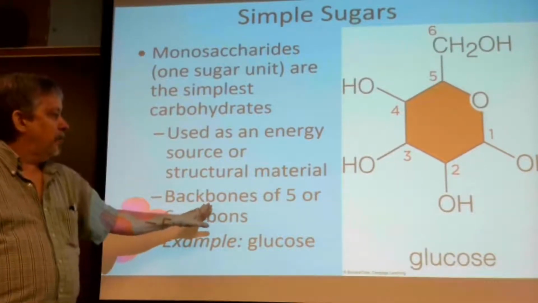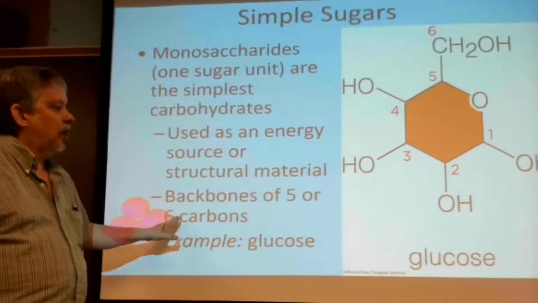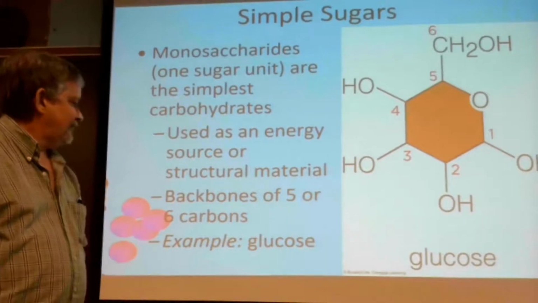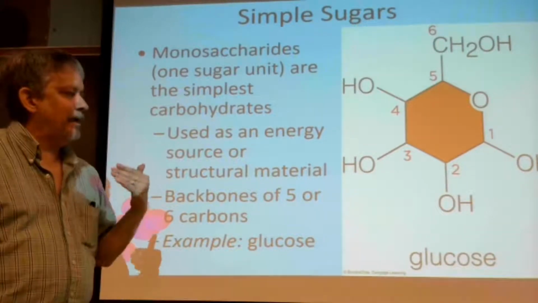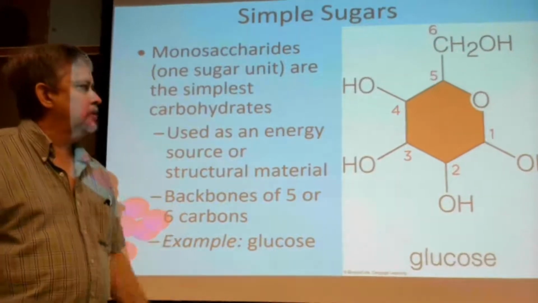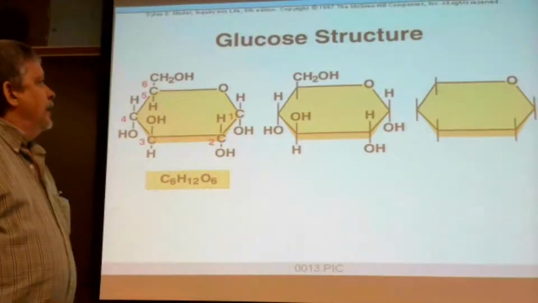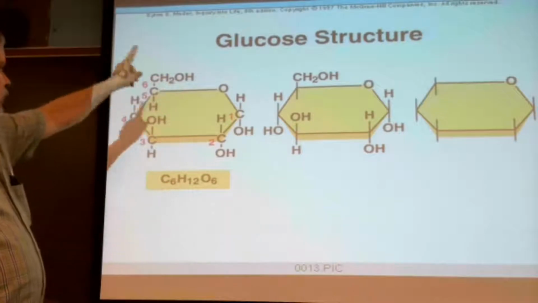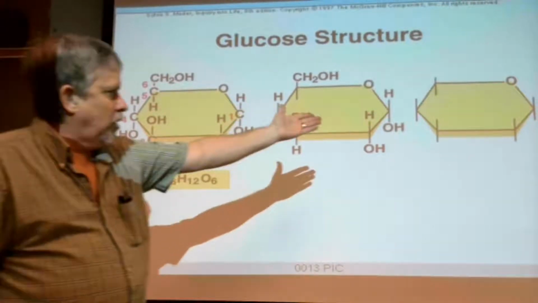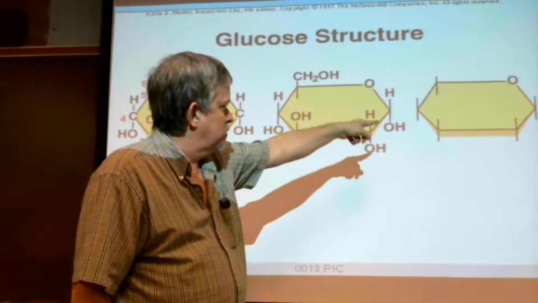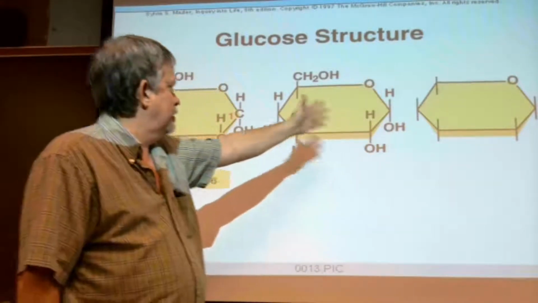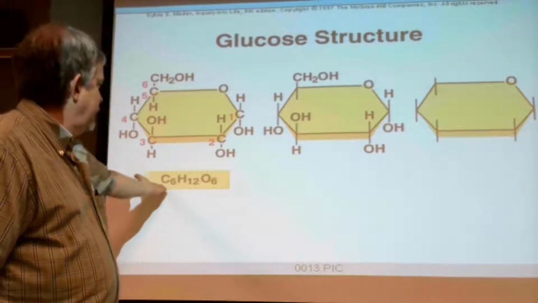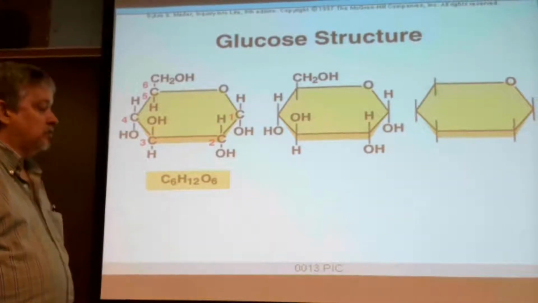The backbone of these sugars is 5 or 6 carbons. Glucose has 6 carbons. And so it is an organic compound. It's a carbon chain. And here is just some different ways to draw this out. Since it does form into a ring, you can just draw that ring. Each of those blocks are carbon until there's the oxygen. Then you can add the different things to it. But here is the chemical formula for glucose, C6H12O6.